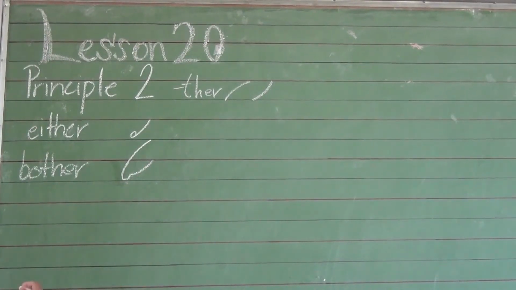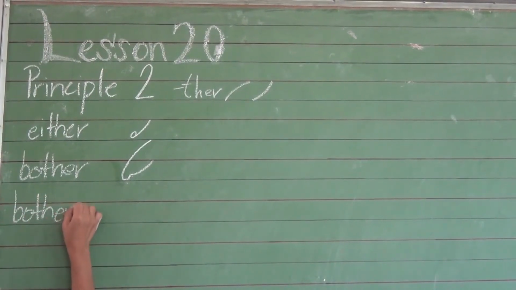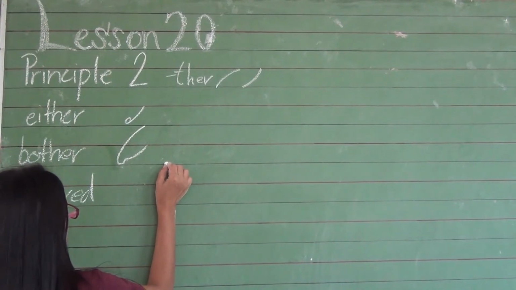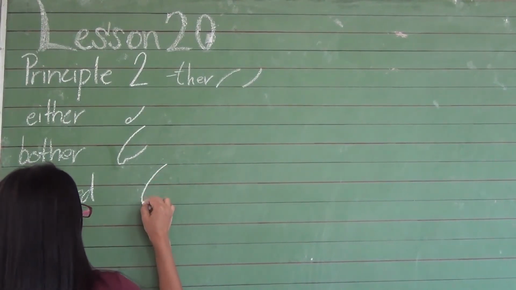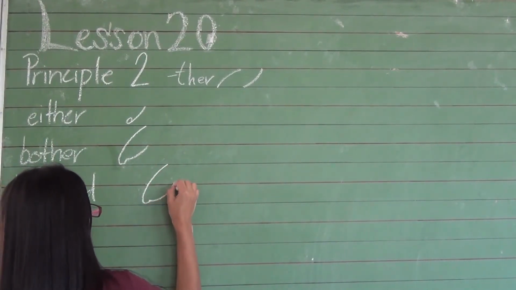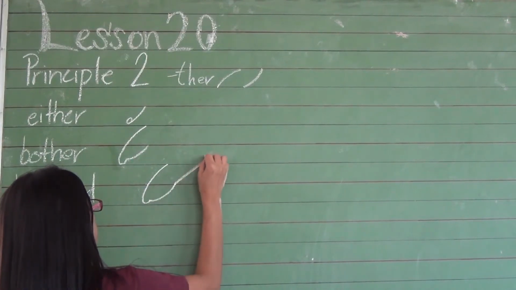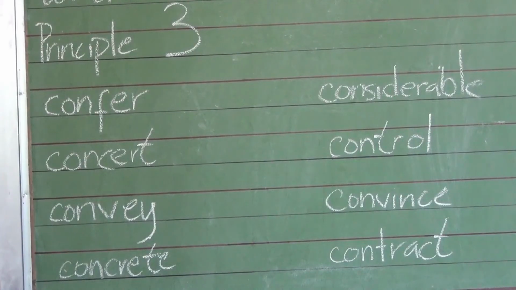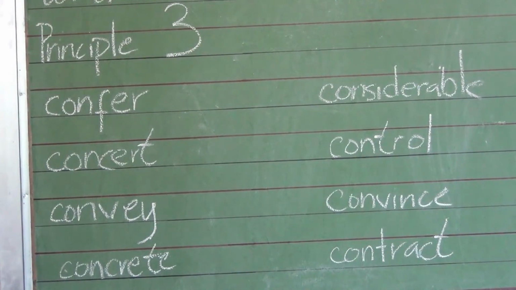Next example, bothered. It is represented by B, O stroke, under ITH, and D stroke. Next, we have principle number 3.